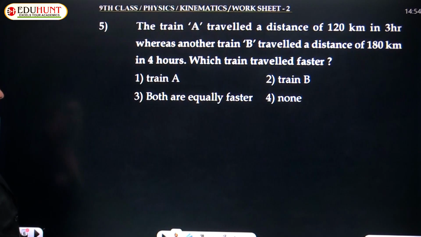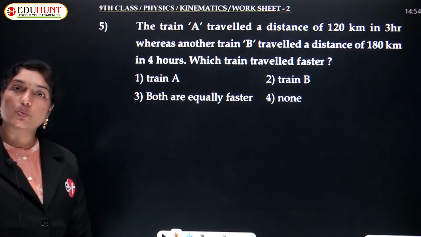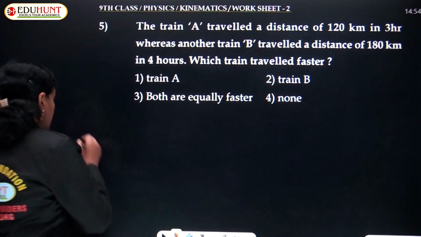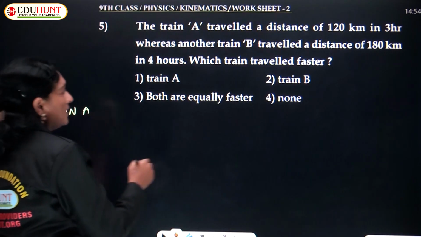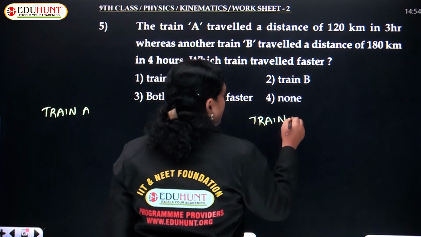So children, moving ahead with the next one, that is the fifth question. Train A traveled a distance of 120 kilometers in 3 hours. So what they have given is, here they were given train A and here they have given train B.